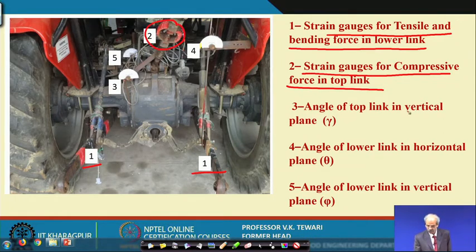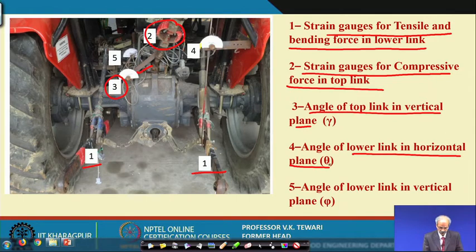Then the angle of the top link in the vertical plane, as I was telling you earlier, that we do need to find out this angle also. So, the angle of the top link in the vertical plane, y 3 here. How do we measure this angle? We are in a position to measure it from here. Then the angle of the lower link in the horizontal plane, theta. This is at this position here. This is the location from where we are in a position to measure the angle, and this is the one here where we measure the angle.